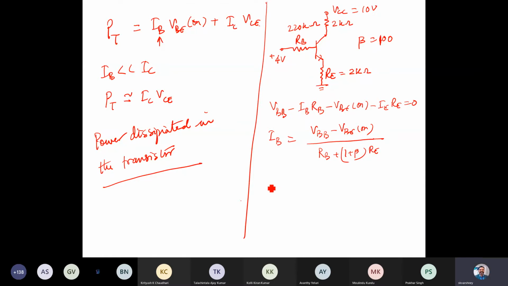And VCE from the output loop: VCC minus IC RC minus IE RE.